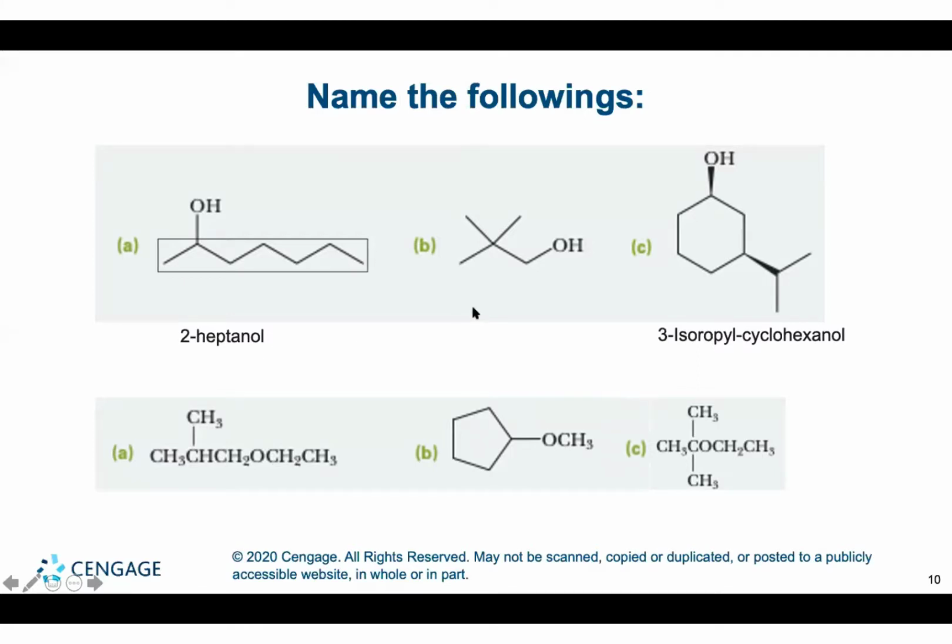What about the second one? In the second one, my longest chain is 3 carbons. I should start from the right side. Why? Because I reach the OH sooner. It's going to be 2,2-dimethyl-1-propanol. If you come across the name 2,2-dimethylpropanol in the book, it is also correct.